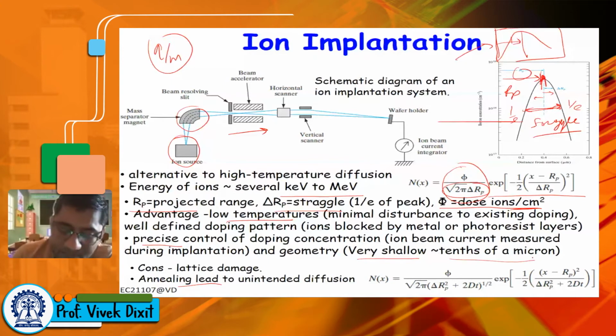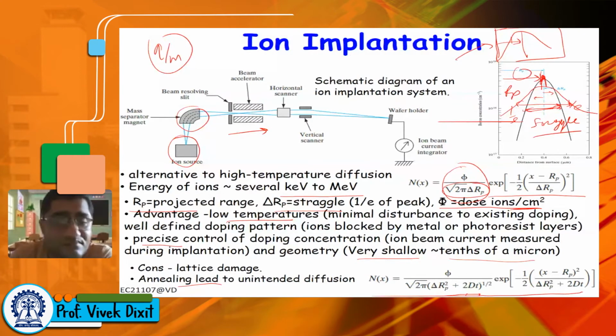Now when you do the annealing, what will happen? This peak position will not change, but the profile will diffuse from the peak. So it will become something like this, and the delta RP will change. The new delta RP square is given by the original delta RP square plus 2 Dt. This Dt is the thermal budget, or root Dt is the diffusion length. So by the combination of ion implantation and annealing, which leads to unintended diffusion, you get an overall profile something like this, which is better than the diffusion itself.